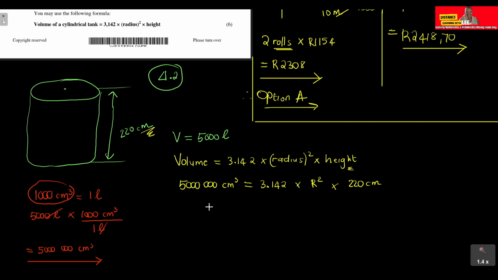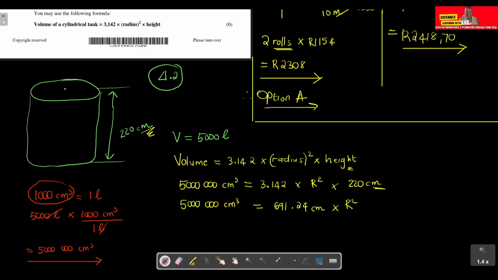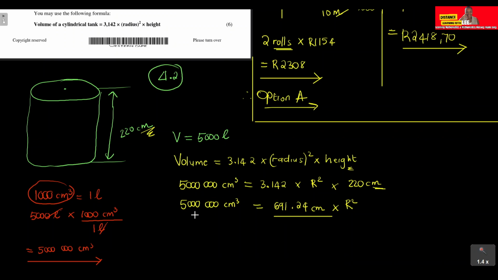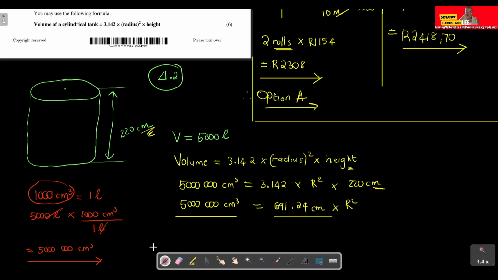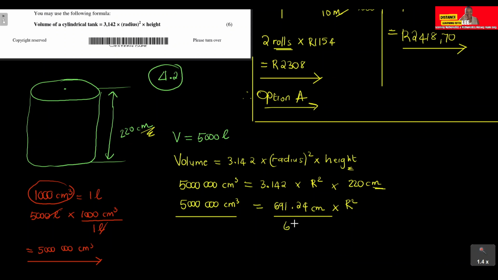3.142 multiplied by 220, you will get 691.24 centimeters, multiplied by your radius squared. So it's 5 million centimeters cubed equal to 691.24 centimeters multiplied by r squared. If you want to isolate the radius squared on the right-hand side, you need to divide both sides by 691.24 centimeters. Therefore, radius squared is equal to 5 million divided by 691.24 centimeters.